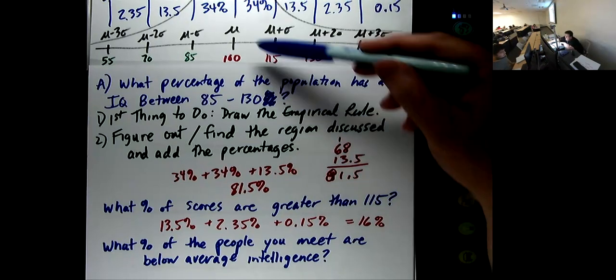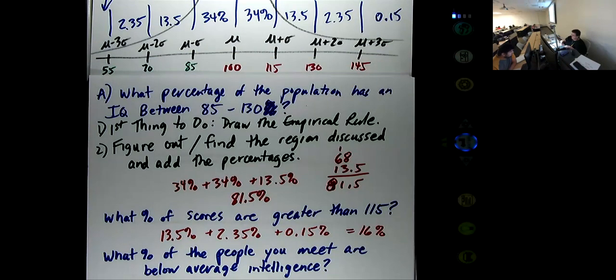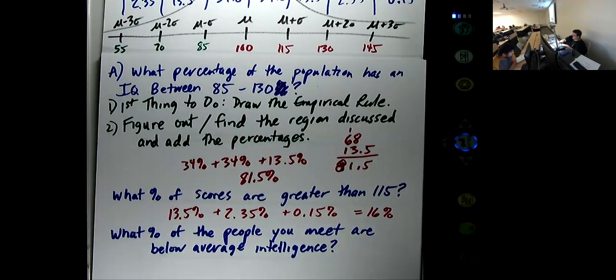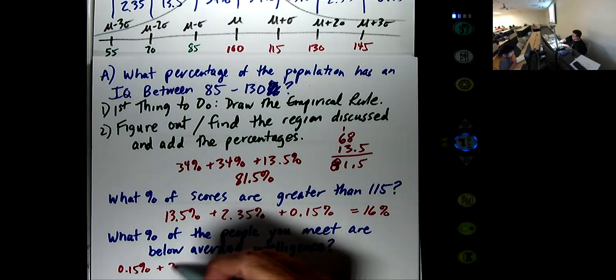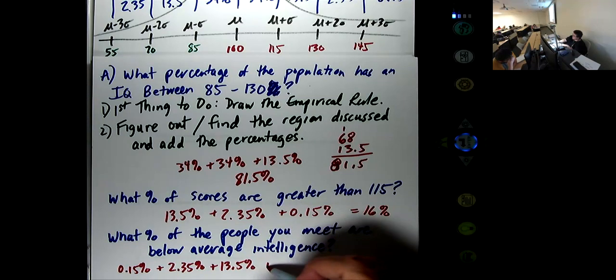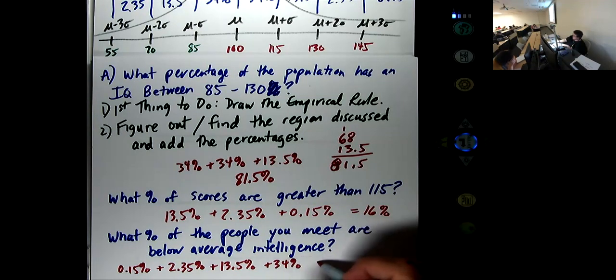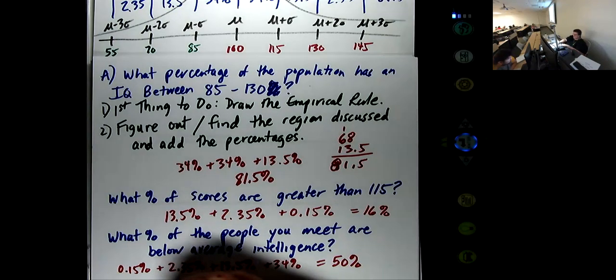Well, average intelligence is in the middle. It's 100. And if we add up the scores left of it, you will find a rule that is true for every single bell curve graph whatsoever. Half the graph, if you do the dividing line at the mean, 50% is on one side, 50% is on the other side. So half the people you meet are below average intelligence.